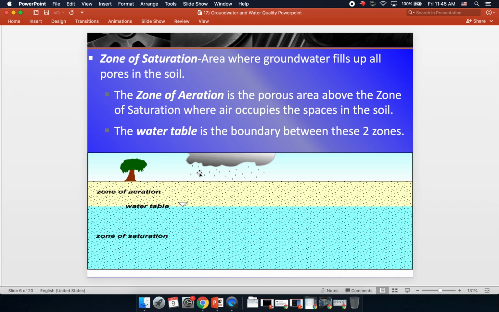Now, if precipitation continued, the water table here, this boundary between the zone of saturation and the zone of aeration, could rise because more and more water is filling up the soil. So the zone of saturation could get higher, or it could become larger while the zone of aeration becomes smaller, or we could go a long time without precipitation and potentially see a drop in the water table, and that would result in less water in the zone of saturation and a larger area or zone of aeration.